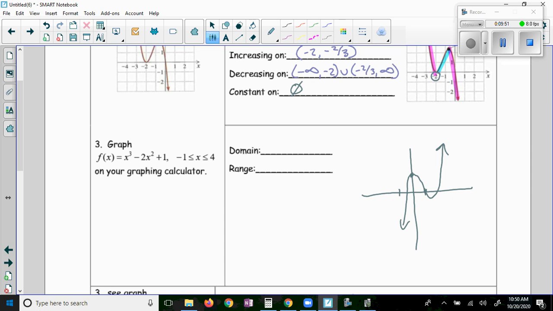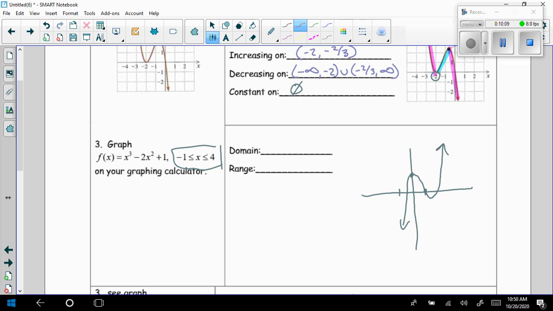Now, hopefully you've recognized the fact that this domain and range would be all real numbers. However, this one, just like a piecewise function, has what's called a domain restriction. So anytime you see this stipulation, it's restricting your domain. And so that is actually what your domain will be. We're going to use brackets because we have the lines underneath, and so we have -1 to 4 bracketed. Okay, and that's our domain.